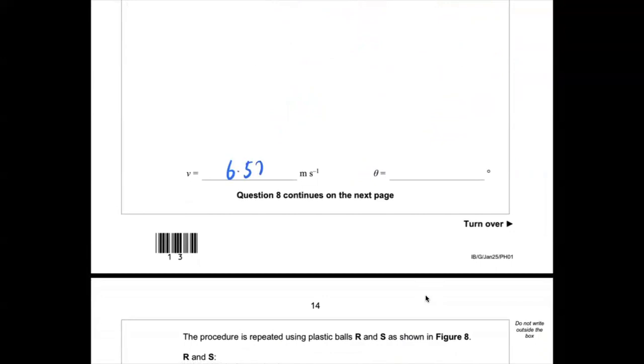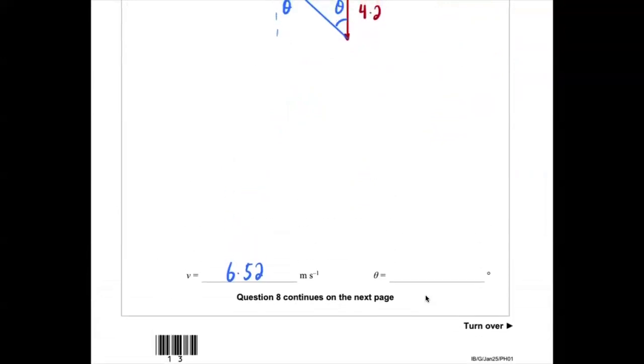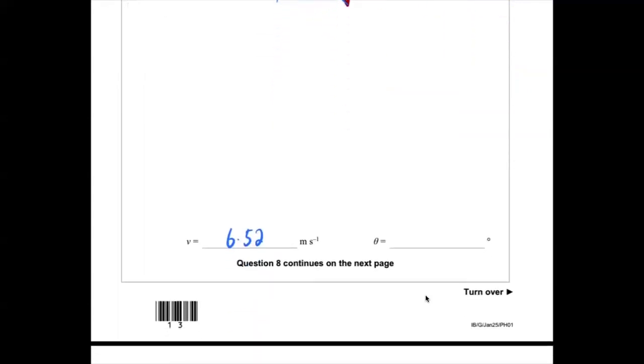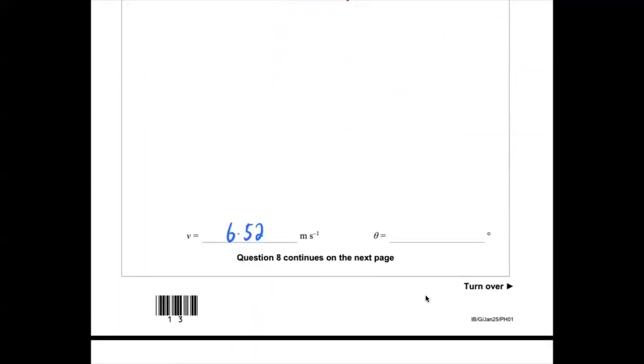And similarly in this case, when you have to find theta, you can find it using trigonometry. So you can use tan equals opposite over adjacent, right? This is opposite. So tan inverse of opposite, which is 5, over adjacent, which is 4.2. And this turns out to be 49.96. So this is basically 50 degrees, right? This is theoretically what the answer should be.